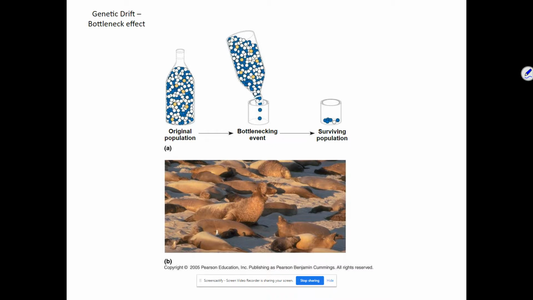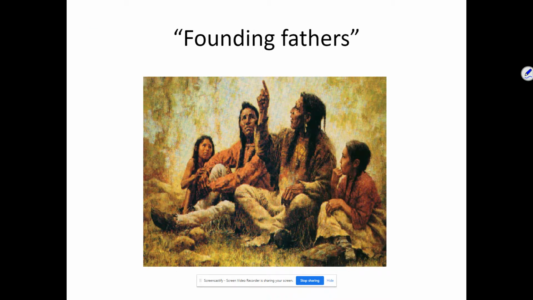Very similar kind of a thing, still under genetic drift, is this idea of the founder's effect. The founder's effect is when you have a small sampling of individuals, typically talking about humans in this idea because it makes more sense to us, but it could be any species really. And that small group moves off and founds a new location. Fast forward 1,000 years. What are all the individuals of that new location going to be like? They're going to look like those 8 that moved originally.